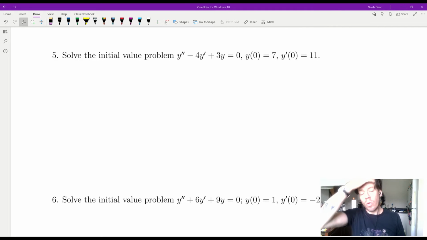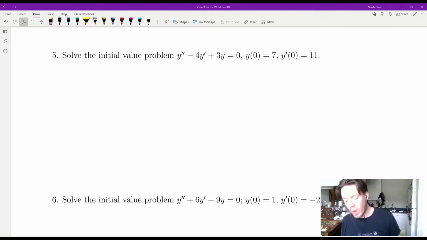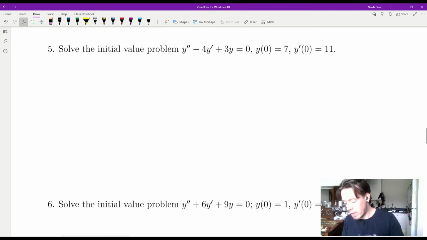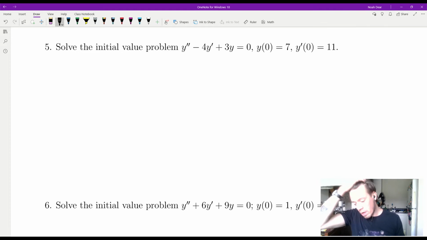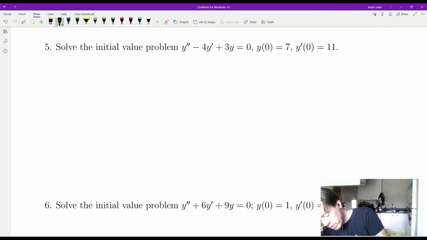Hi again. We're now going to go ahead and find a solution to an initial value problem for a homogeneous second order differential equation. Here we have y double prime minus 4y prime plus 3y equals 0, with the initial conditions y of 0 equals 7 and y prime of 0 equals 11. Now this is going to be an example where we do have distinct roots to the characteristic equation. Let's see how that plays out.